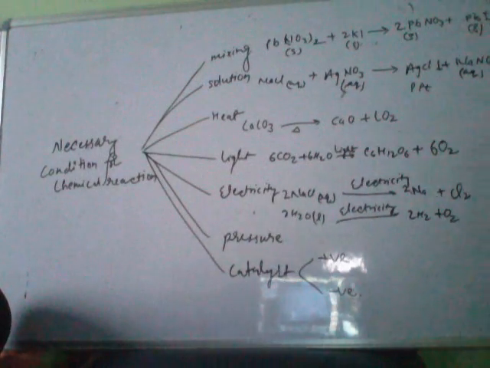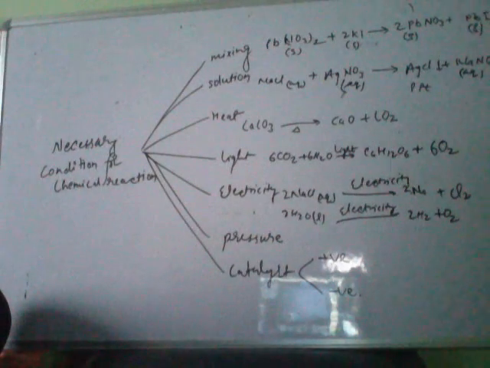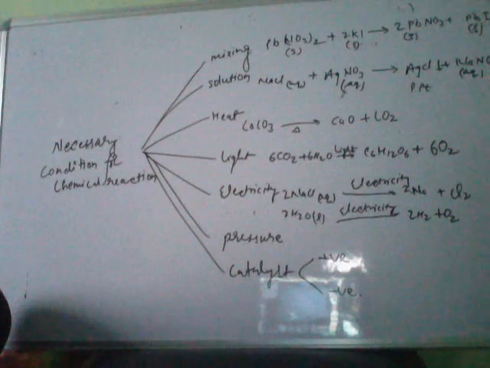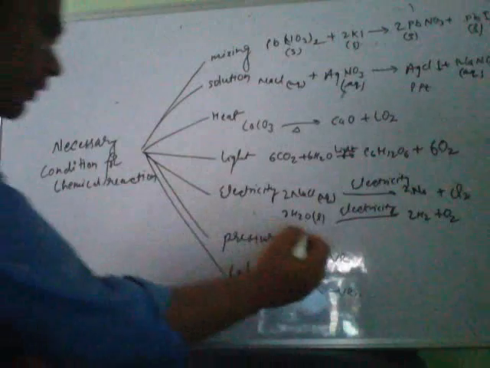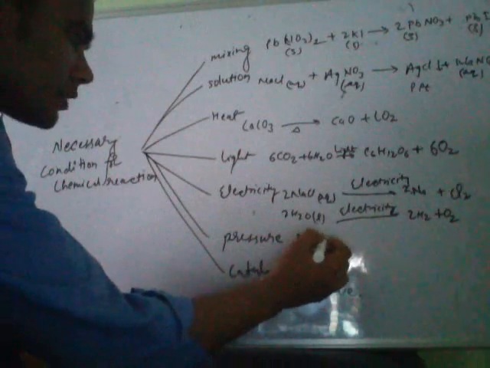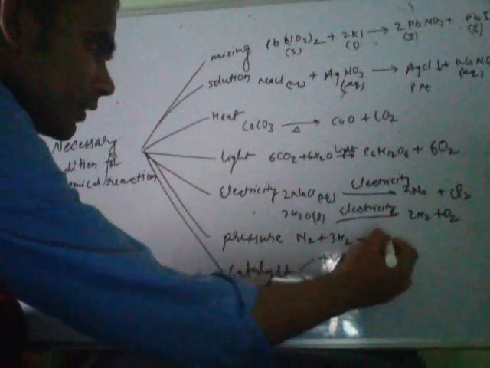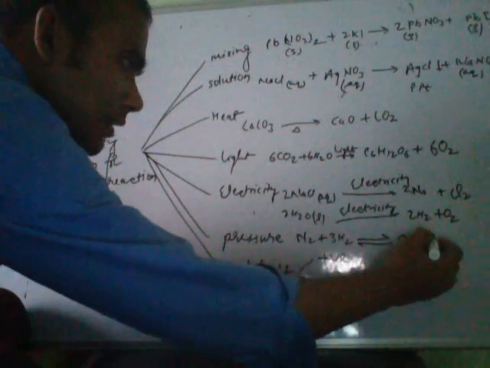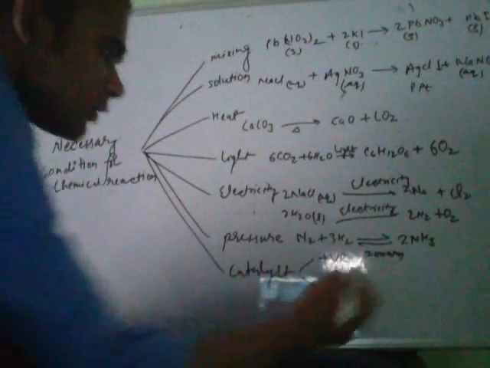When you talk about pressure, the very easy equation you must know is the Haber process, where pressure is required. So if you have N2 plus 3H2, it gives a reversible process to 2NH3, but the pressure is 200 atm, 200 atmospheres.